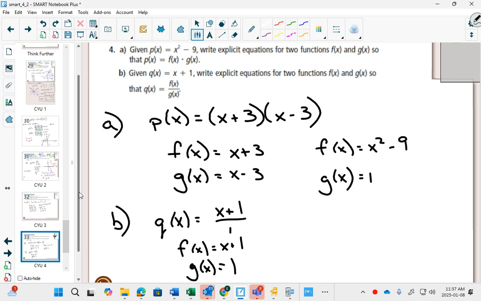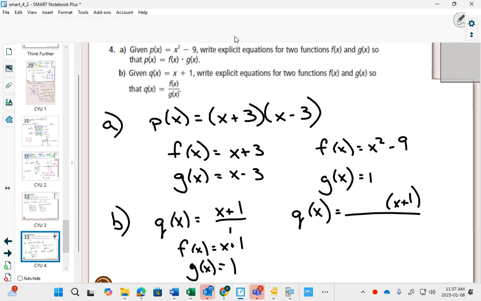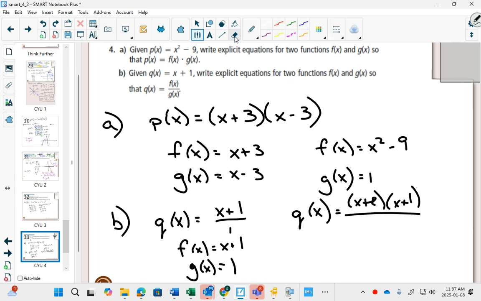I mean, you could have fun with this, and you could do that, and then I could make f of x 1001 times x plus 1, and g of x 1001. You have to be careful, though, with the dividing one, because if I would do something like, why is this not quite the same? Why is this q of x not quite the same as this q of x?